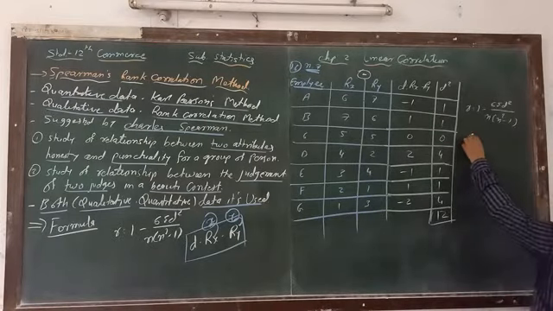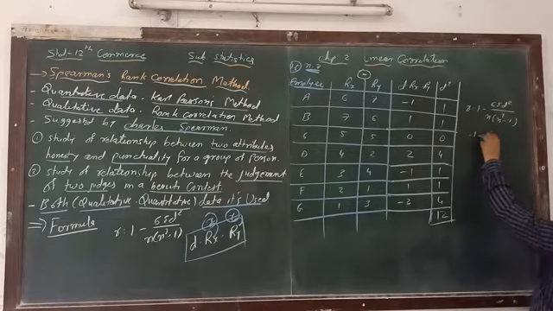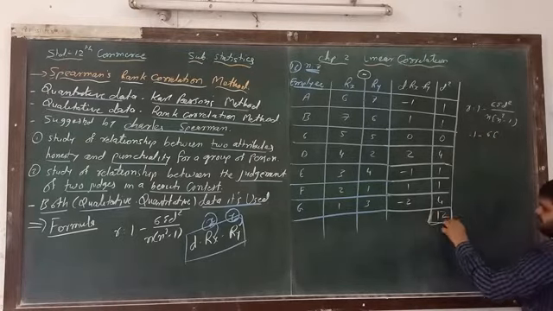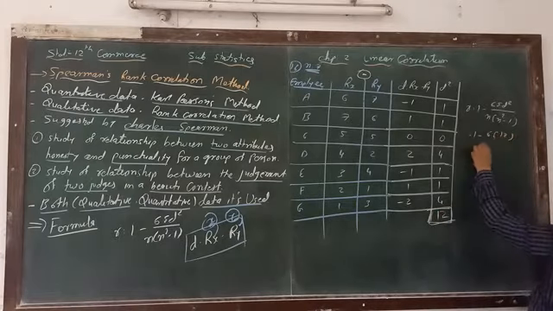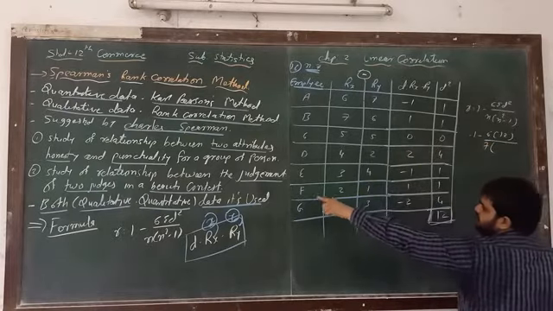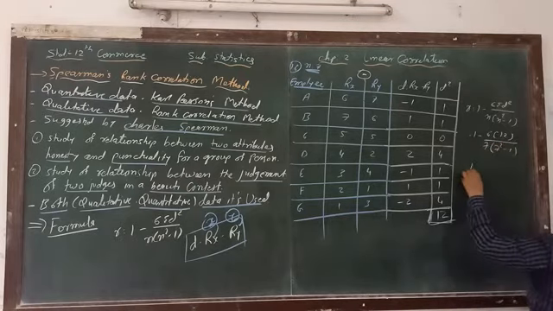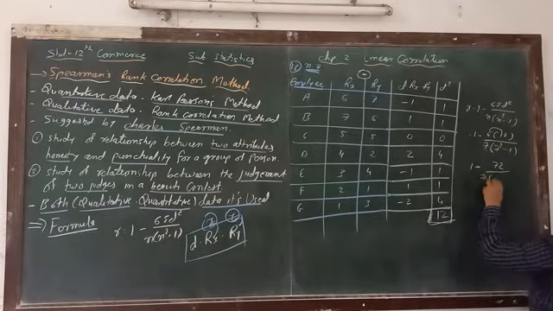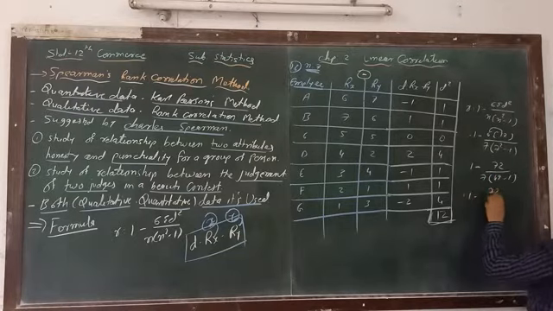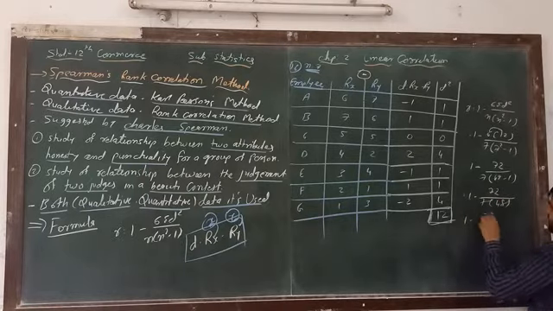Okay, so here 1 minus 6 sigma d square. Sigma d square answer is 12. So here 12 divided by n, n is equal to 7 because 1 2 3 4 5 6 and 7 is directly given. 7 square minus 1. 1 minus 12 into 6 is 72. 7 square is 49 minus 1. 1 minus 72 divided by 7 into 48.